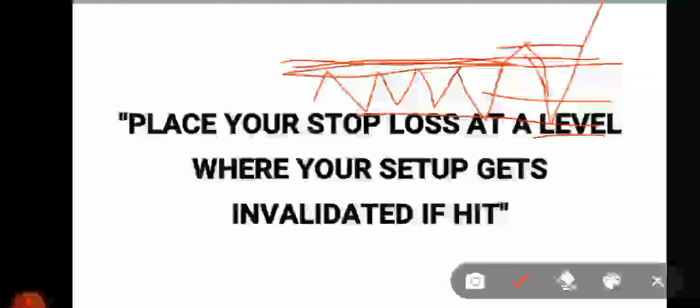Once the market begins to come in here, it means that this breakout is invalidated. It means that this breakout did not work. So we begin to wait for another breakout to enter here and then place our stop loss halfway again. So that's the logic behind it. Place your stop loss at the level where your setup gets invalidated if hit.